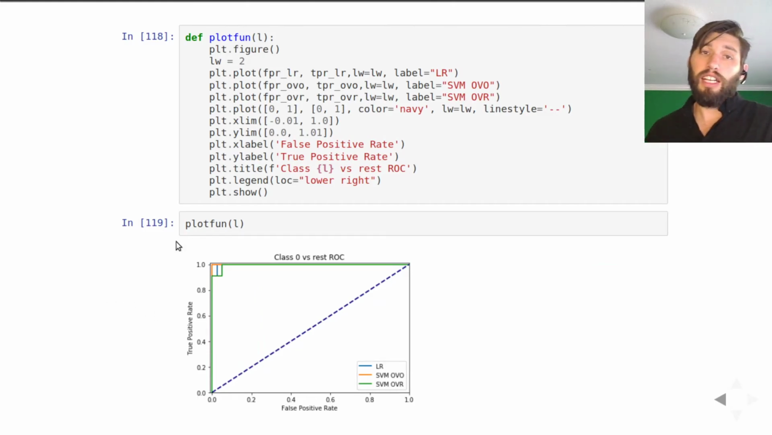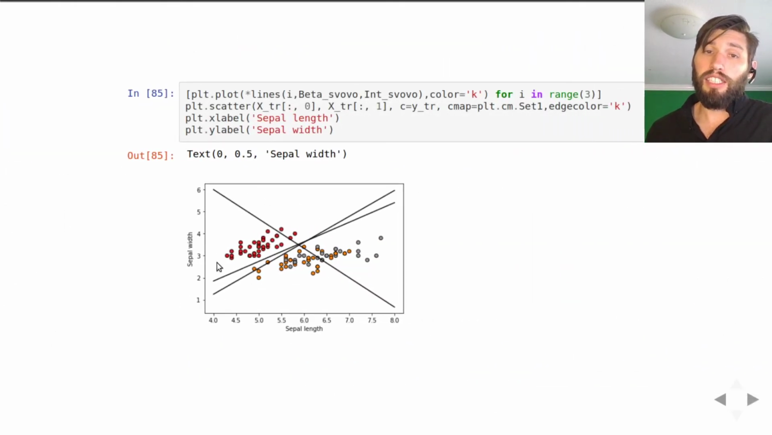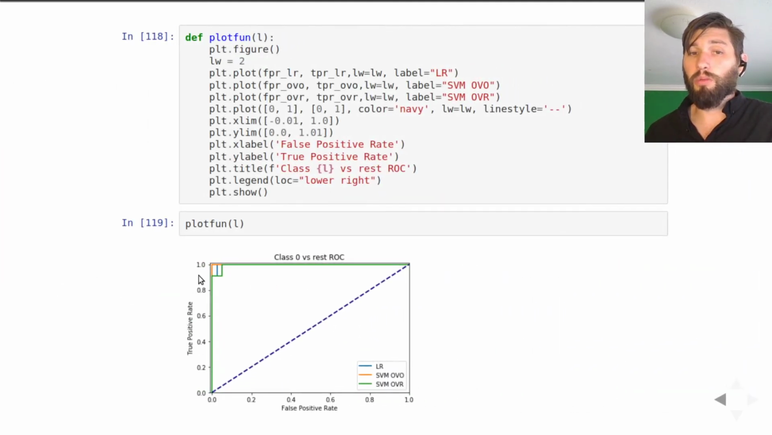Okay. So I create this simple def for plotting the ROC curve, and we see that they actually all do quite well in predicting class 0 versus the remainder of the classes. And class 0 was that red class. If we go back here, this is the red class, and it's easy to separate, so it's not surprising that it does quite well.